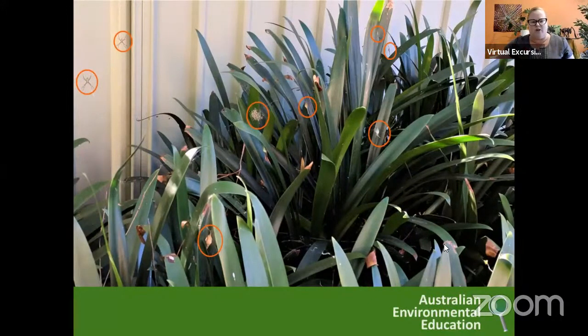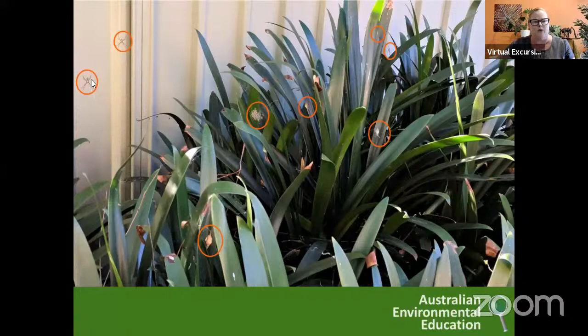So this is a photo of my backyard. Just to give you a clue, it's probably about the space of a meter and a half. And all of these circles in orange are all evidence of spiders. Now, I was really excited when I found all of these because I love spiders in my backyard. I'm not so happy about them being spiders inside, but spiders in my backyard are great.